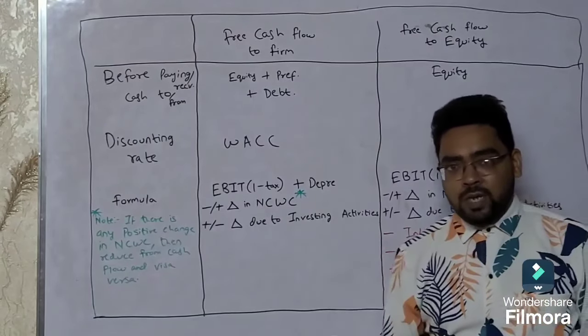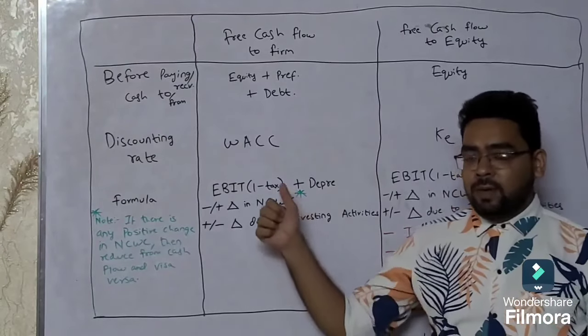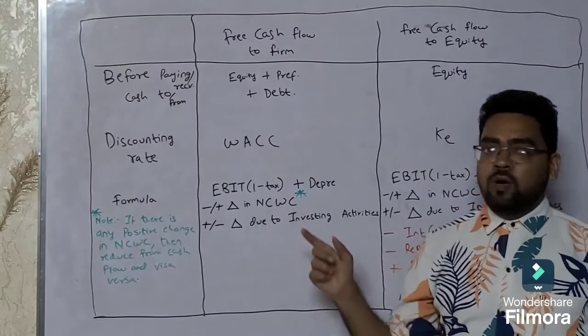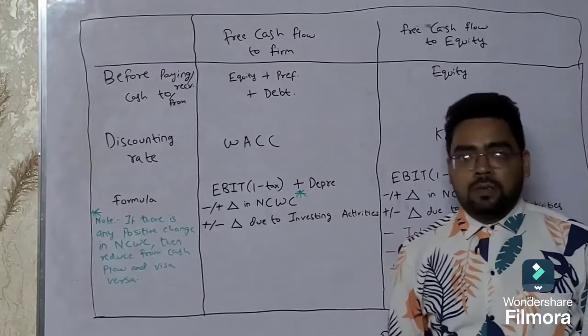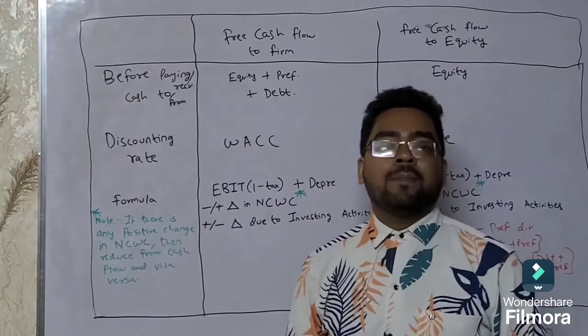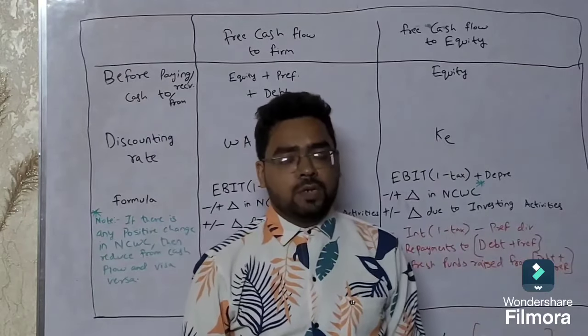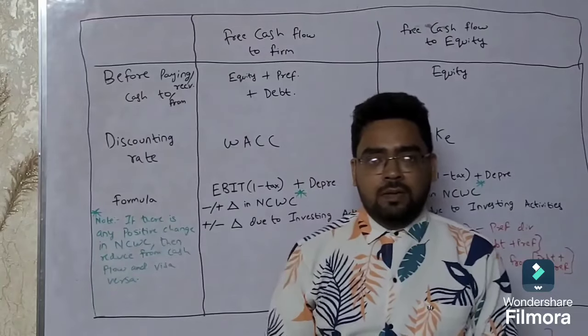Now what is the discounting rate applicable? The discounting rate applicable here is the weighted average cost of capital, and the weights are according to the respective capitals. What is the discounting rate applicable in case of equity? The discounting rate applicable is the cost of equity. Now let's see the formula.